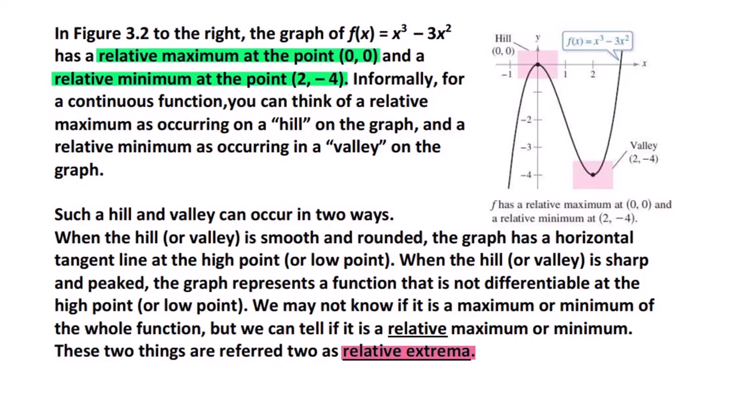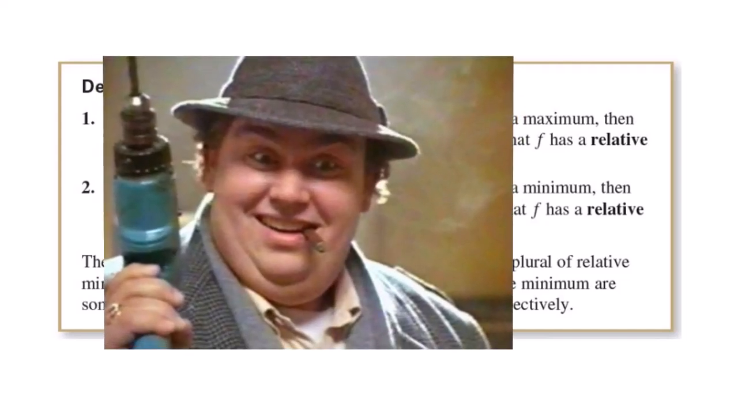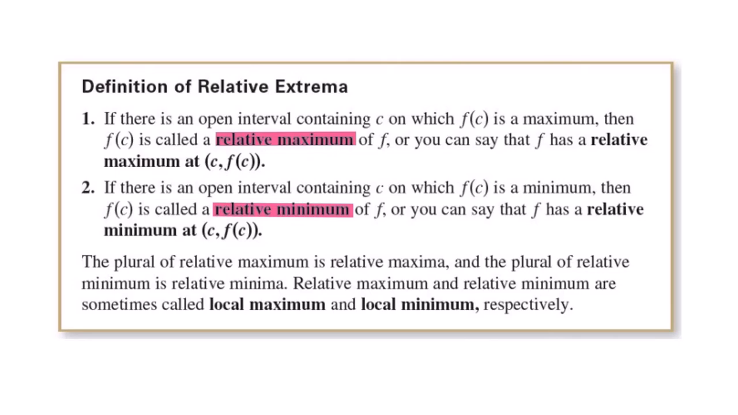Look at the definitions of relative extrema. Now, this doesn't have anything to do with your weird uncle that gets all political at family get-togethers. Instead, it reminds us that we may not know if a value is a maximum or minimum of the whole function, but only that it's a relative maximum or minimum for a certain interval. It's kind of like being the smartest kid in your math class, but not necessarily the smartest kid once you get to MIT.